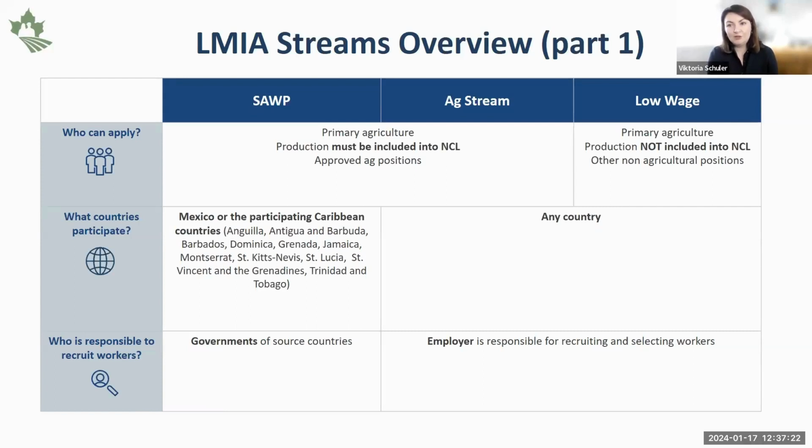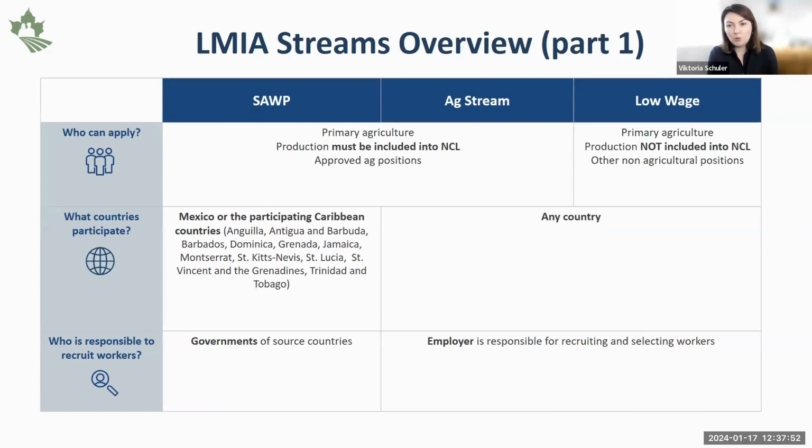You can provide your wish list, what would you like to see in terms of experience and skills and so on, but you wouldn't know until the last moment, until you actually see the worker and what you are getting. With the ag stream and with the low wage stream, employers are responsible for recruitment and selection of workers. There are different ways to do it, like referrals, advertising, working with recruitment agencies in Canada or overseas.